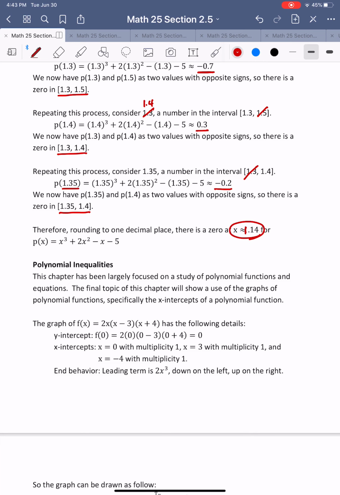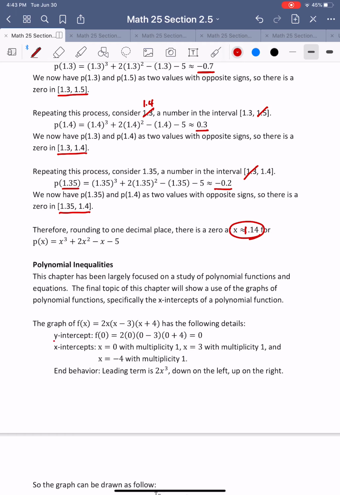This chapter has been largely focused on the study of polynomial functions and equations. The final topics of this chapter will show use of the graph of the polynomial function, specifically the x-intercepts of the polynomial functions. The graph of f of x is 2x times x minus 3 times x plus 4, which has the following details.